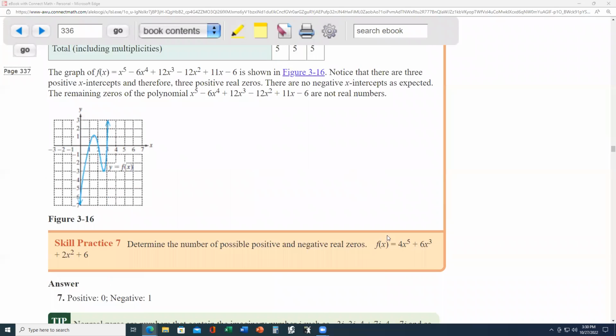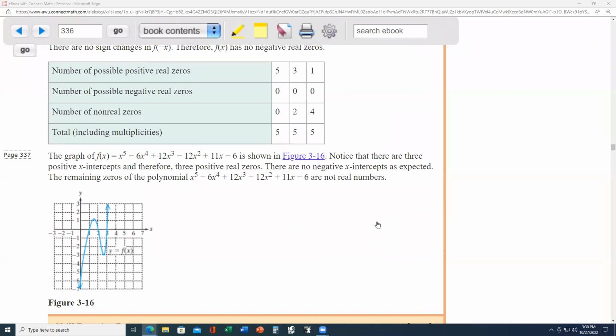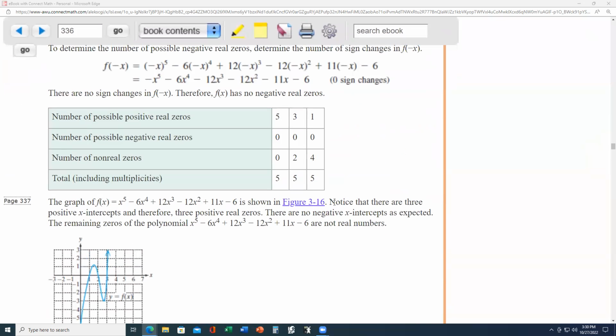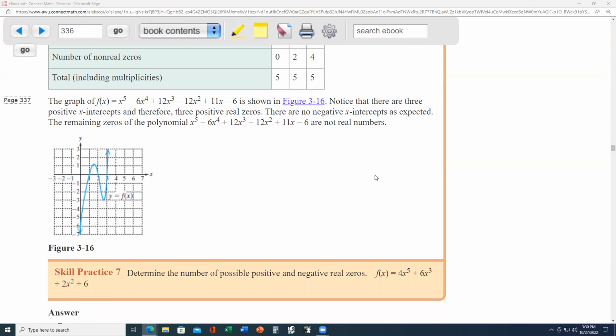All right. As it turns out, after graphing this fifth degree polynomial, you can see the graph here in blue. It does have 3 positive real zeros, namely 1, 2, and 3. And therefore, it would have to have 2 complex conjugate zeros. So the second scenario was the case: 3 positive real zeros and 2 complex conjugate zeros.